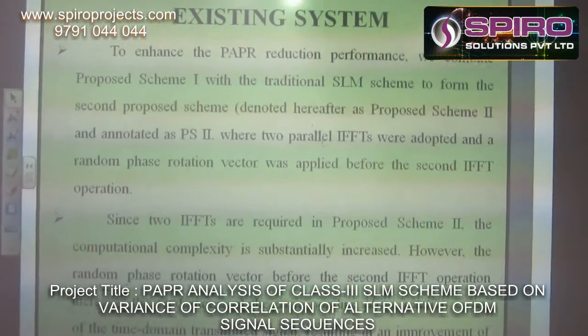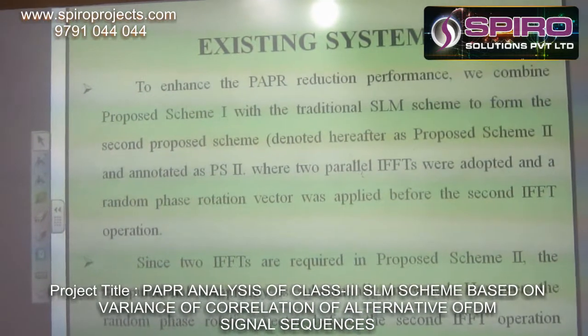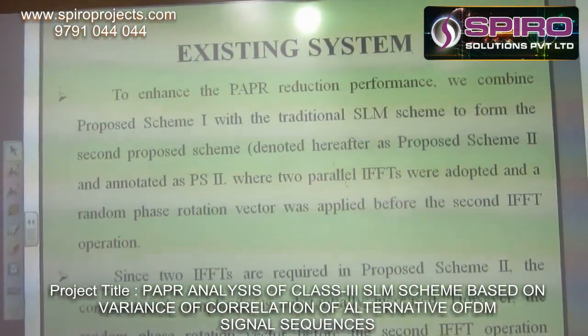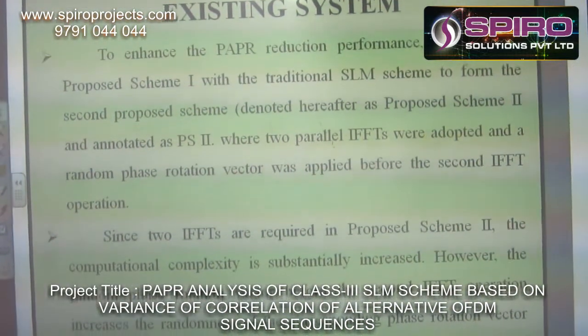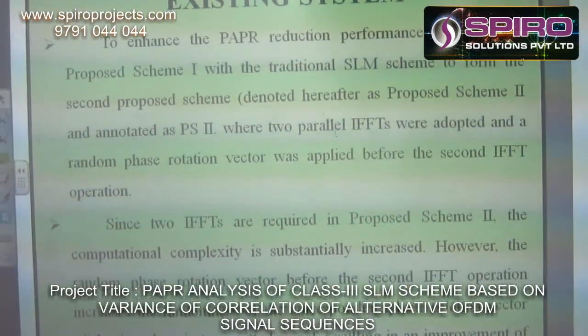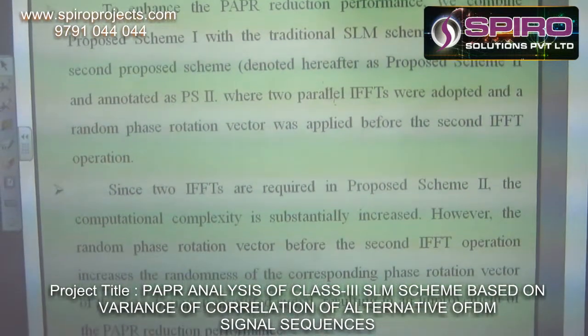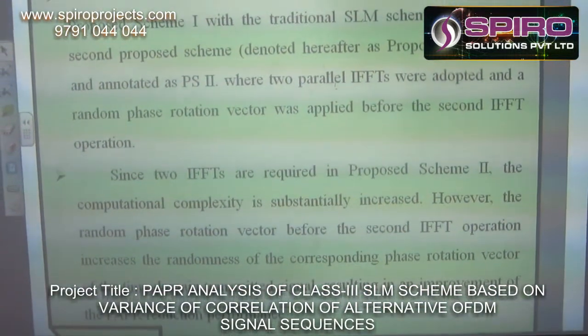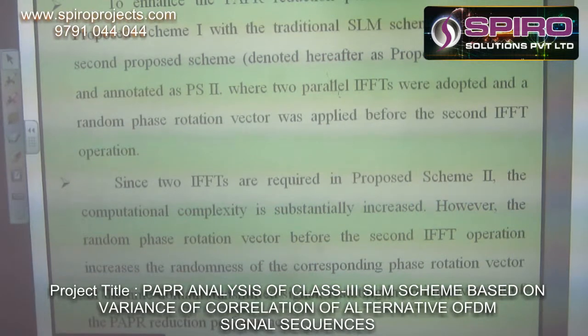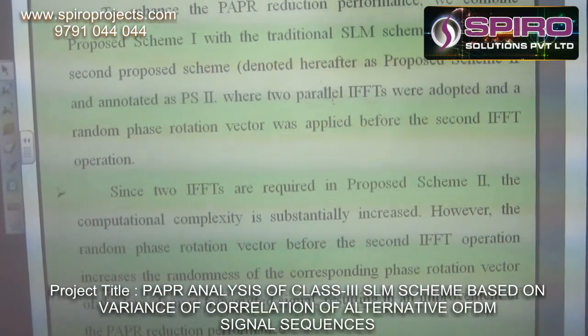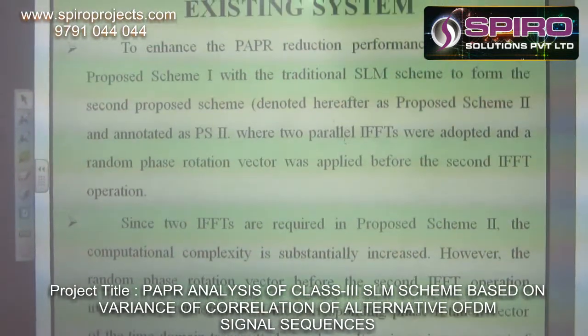In the existing system, two IFFTs are required in the proposed scheme, so the computational complexity is substantially increased. However, the random phase rotation vector before the second IFFT operation increases the randomness of the corresponding phase rotation vector of the time domain transmitting signal, resulting in the improvement of PAPR reduction performance.